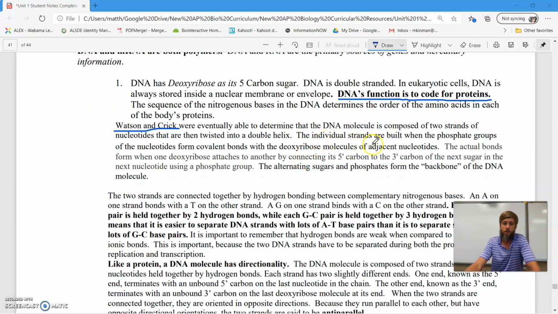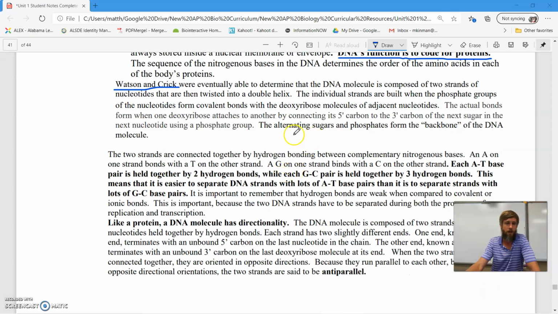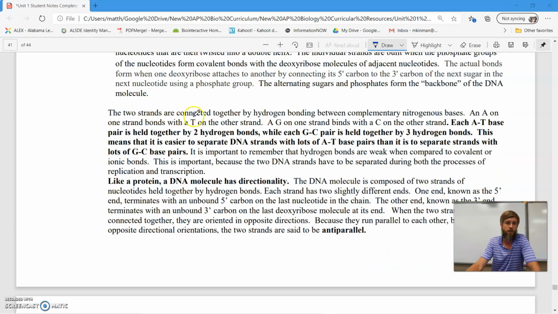All right, the individual strands are built when the phosphate groups of the nucleotides form covalent bonds with the deoxyribose molecules of adjacent nucleotides. The actual bonds form when one deoxyribose attaches to another by connecting its 5' carbon to the 3'. And this is something that we're not really going to stress about right now, but it is really important for the next unit.